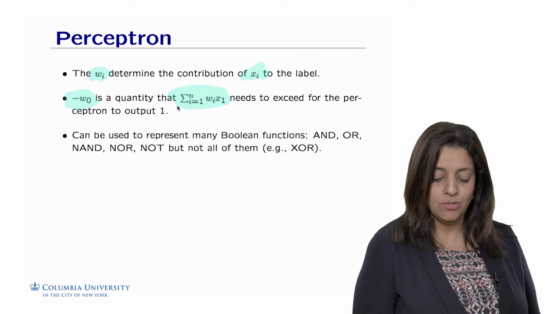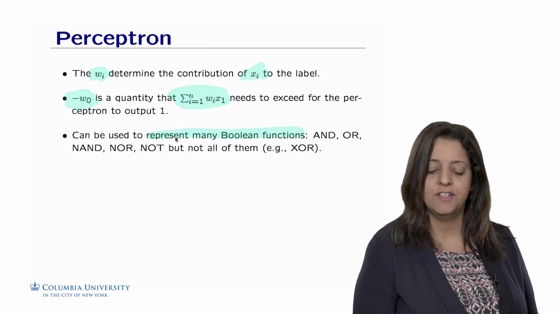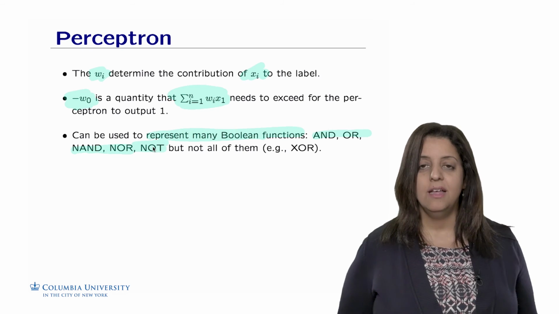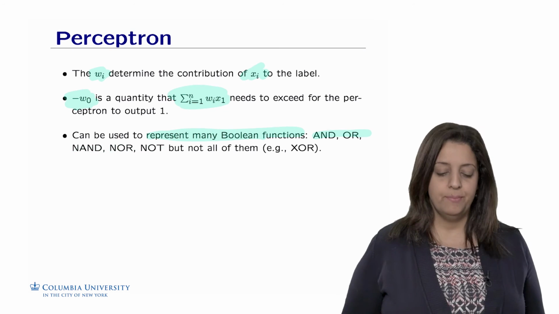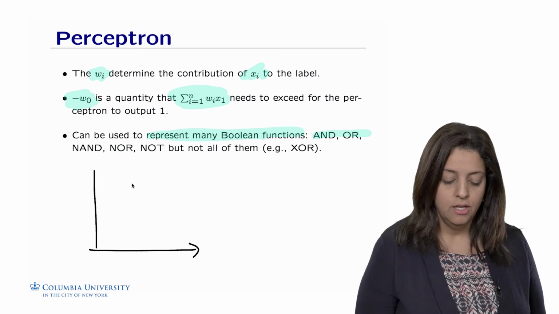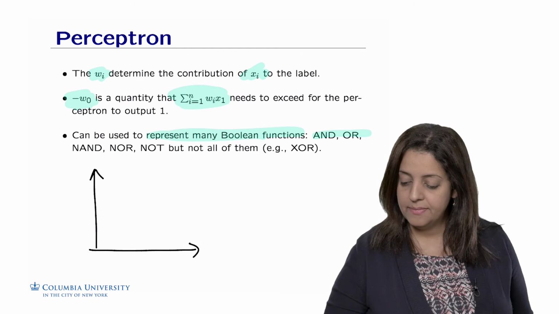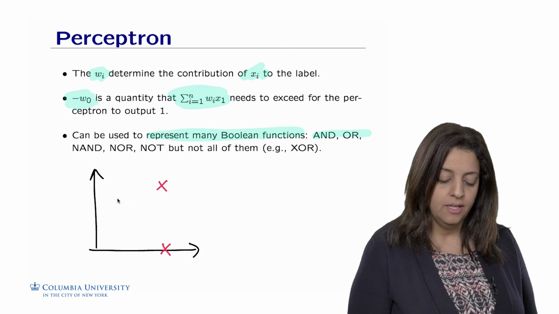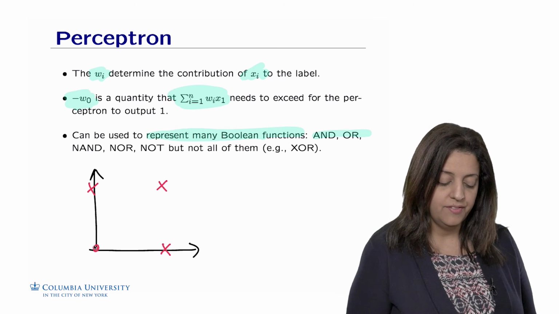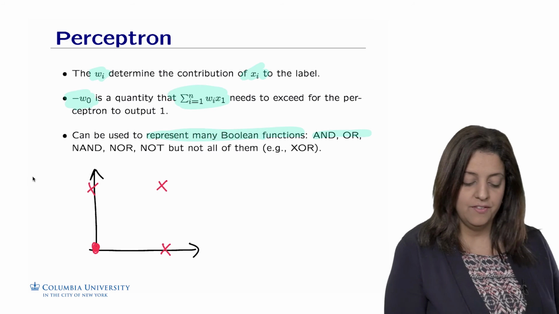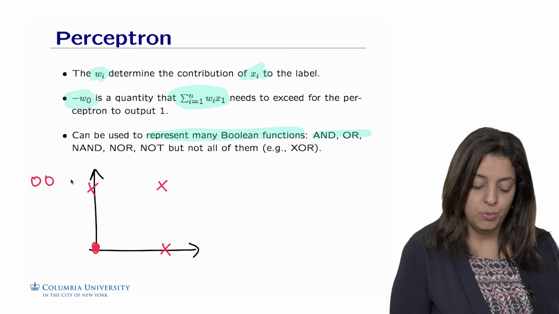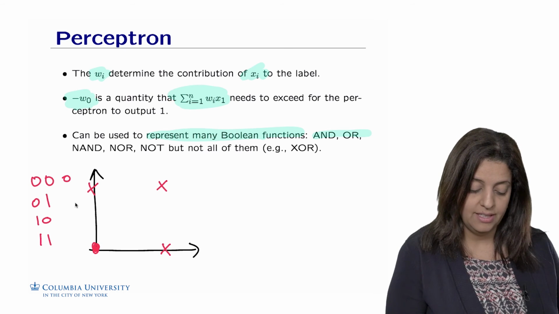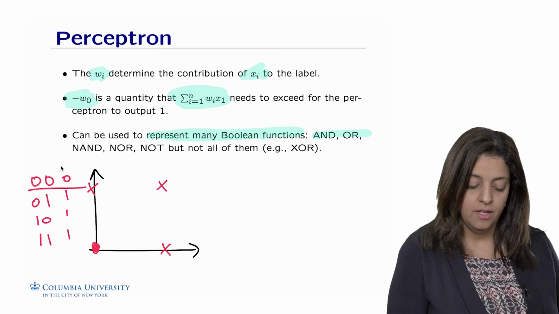Finally, the perceptron can represent Boolean functions such as AND, OR, NAND, NOR, and NOT, but cannot represent others. For example, consider the OR function, for which we typically have positive examples on this side and the negative example on the other side. If you have 0, 0, the output of the OR function is 0, but anything else in which we have at least one 1 would have an output of 1.